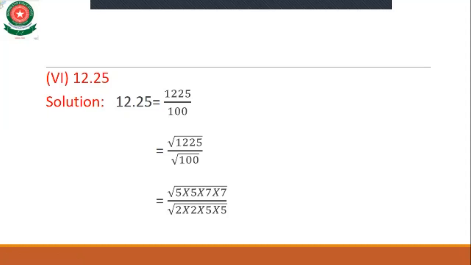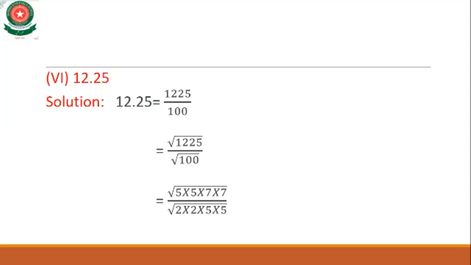First step is to remove the decimal point. The way to remove the decimal point is to remove the point, write 1 in the denominator, and then look at how many digits there are after the point. In place of them, write 0s in the denominator. Next step, similarly, write the square root on the numerator as well as on the denominator.